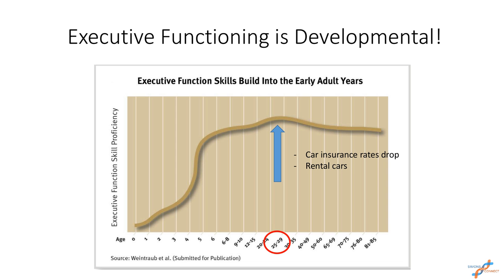So what do we know about executive functioning over time? So we do know that executive functioning is developmental. So it builds across the lifetime. So this is just a somewhat oversimplified graph about how the building of executive functioning skill proficiency. So this is just not what skills you have necessarily, but just how good you are implementing them. And I'll show you a little bit more about specific skills and how they develop throughout the lifespan.